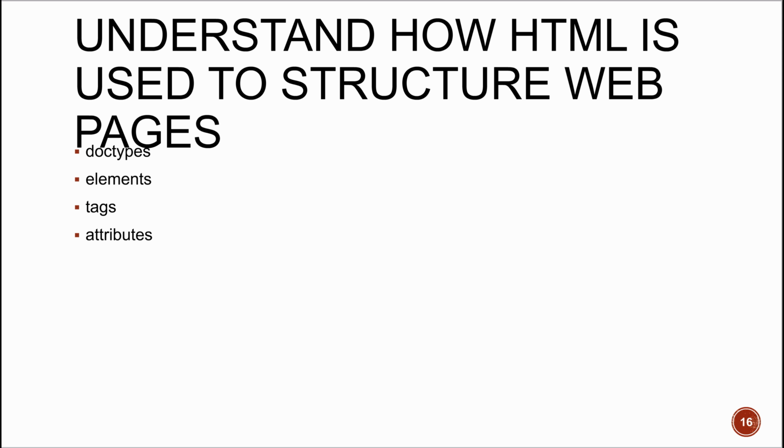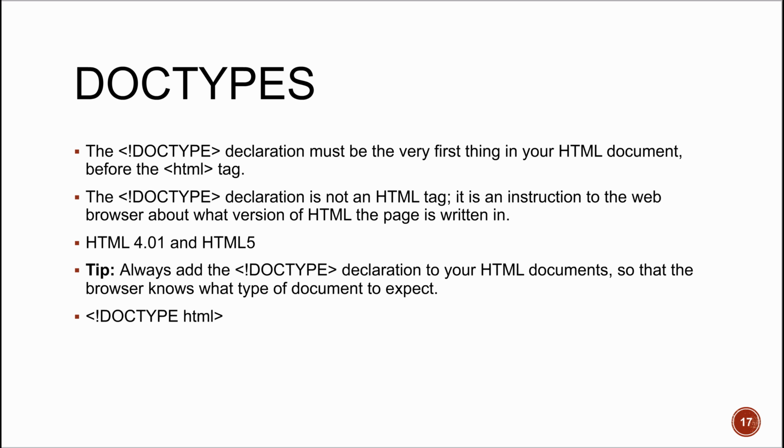So, what exactly are you expected to understand in HTML? You need to understand what we call the doc types, the elements, the tags and the attributes. We're going to take them one at a time. What are doc types? What exactly do they do? Why do you need them? What are elements? What are tags and attributes? So we will take them one at a time.